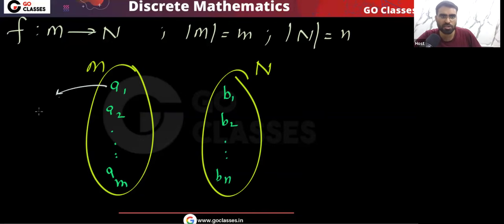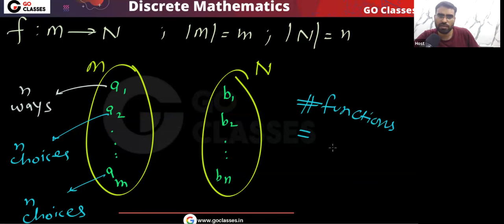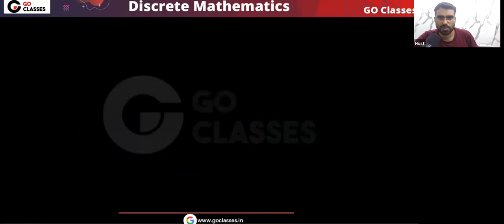Now tell me quickly, how many choices for this? This element you can map here or here and so on. So actually there are total how many ways? Total n choices for a1, total n choices for a2, and so on. There are total n choices for am. So the number of functions will be n multiplied how many times? N power m. That is same as codomain cardinality power domain cardinality. So this is the idea. I hope you understood. Now let's move on.